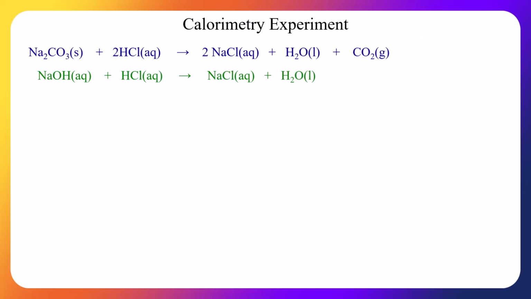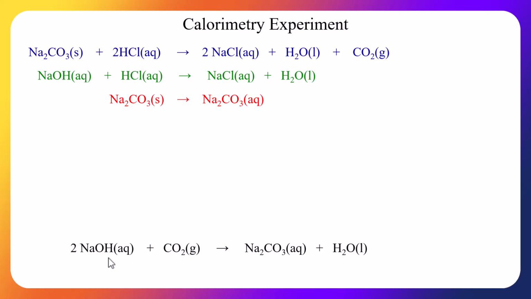Now, we have all 3 experiments here, okay? And we need them to equal this experiment. This is the whole idea of the experiment. You're taking these 3 individual reactions, you're going to manipulate them so they're going to equal this reaction, and we'll be able to find out the delta H for this reaction.